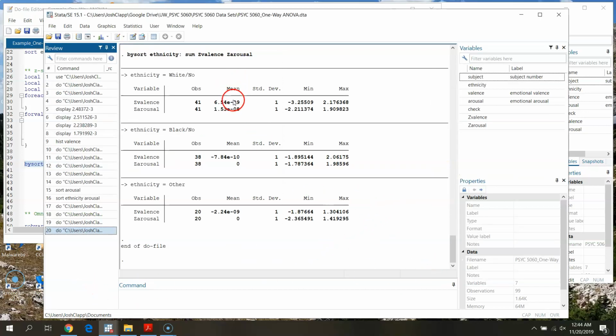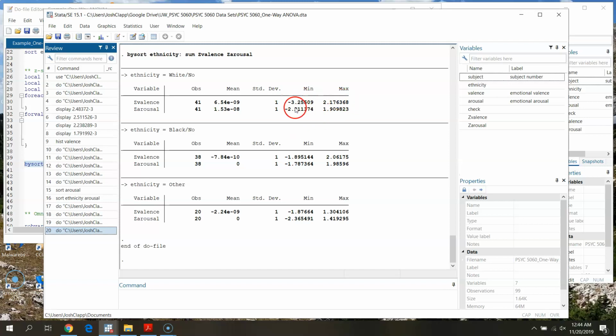We see that our mean values here are 6.54 times 10 to the negative 9th, functionally 0, right? Unless you want to carry out 9 decimal places, we're not worried about that level of precision. So it looks like the macros worked there. We got a mean of 0 and a standard deviation of 1 across each one of our groups. So it looks like everything's worked out.